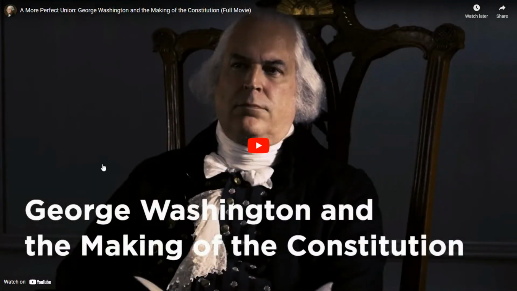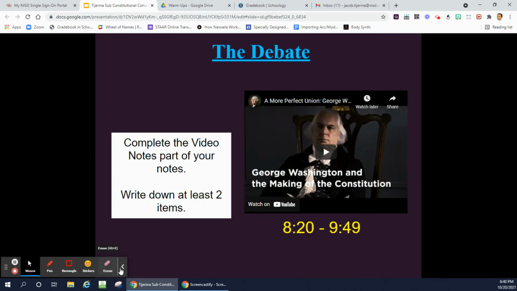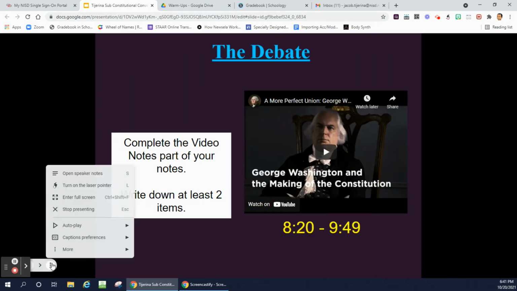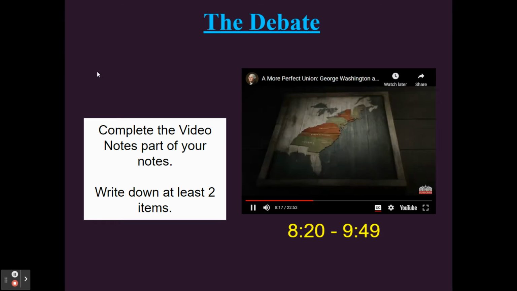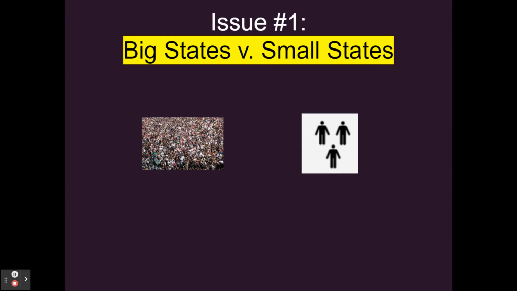All right. So let me go back to full screen here. Hopefully you wrote down a few things there, but you see that the debate is going to be between small states and large states. So let's go ahead and go through it. So let's continue with our notes. Remember, the things in yellow are the things that you're going to be writing down. So issue number one, big states versus small states. And when we say big states and small states, it has nothing to do with the actual size of the state on a map. What it has to do with is the population of the state.